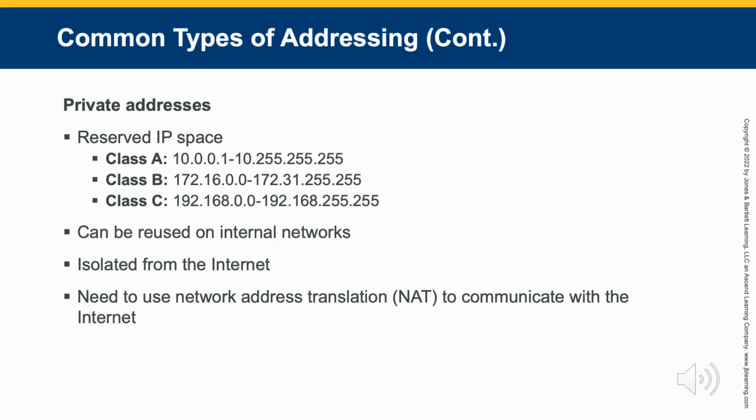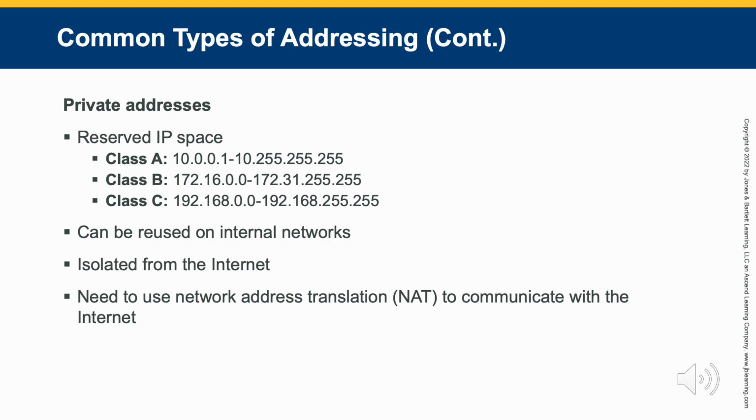Private IP space, reserved IP space. Class A IP space would be 10.0.0.1 through 10.255.255.255. Class B would be 172.16.0.0 through 172.31.255.255. Class C would be 192.168.0.0 through 192.168.255.255. These can be reused on internal networks between your home or any other business organization across the world.